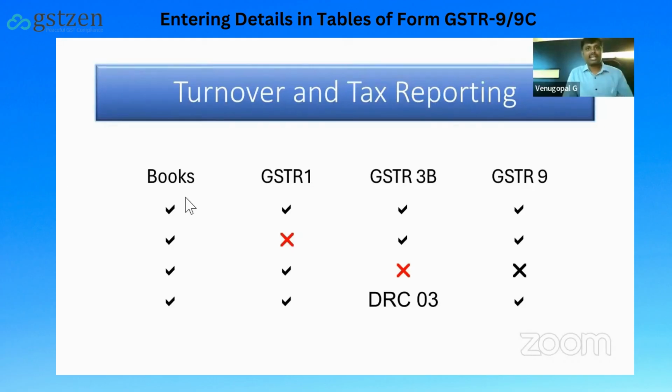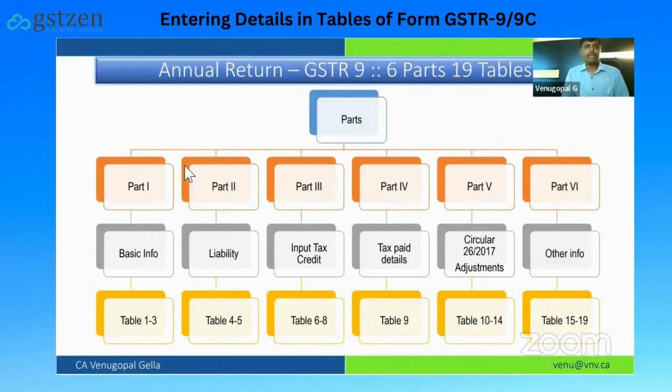Let's look at the content of the GSTR form, a beautifully drafted form divided into 6 parts. Basically, part 1 deals with the basic information. Part 2 is talking about your liability on outward supply and inward supply. Part 3 is input tax credit, and after liability and input tax credit, the tax payment details.